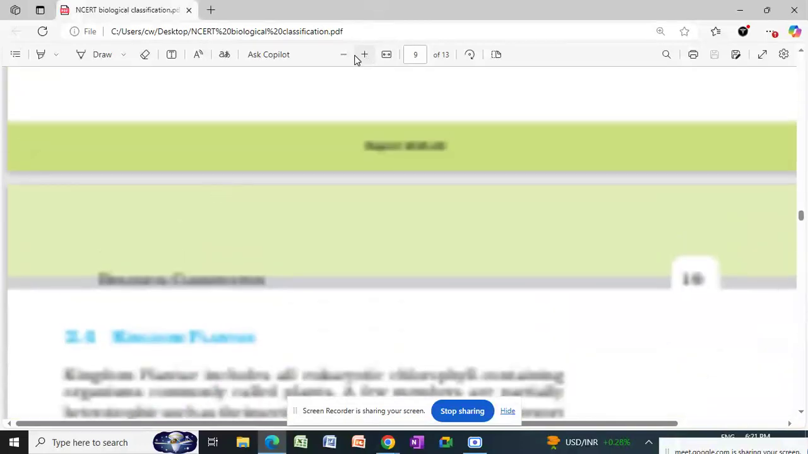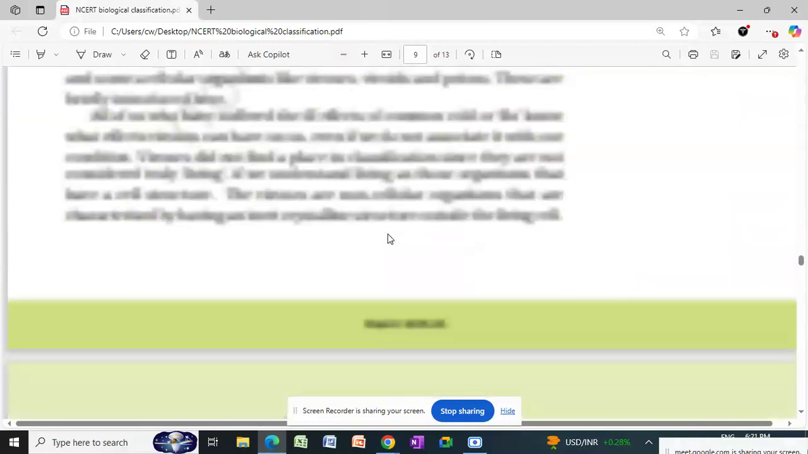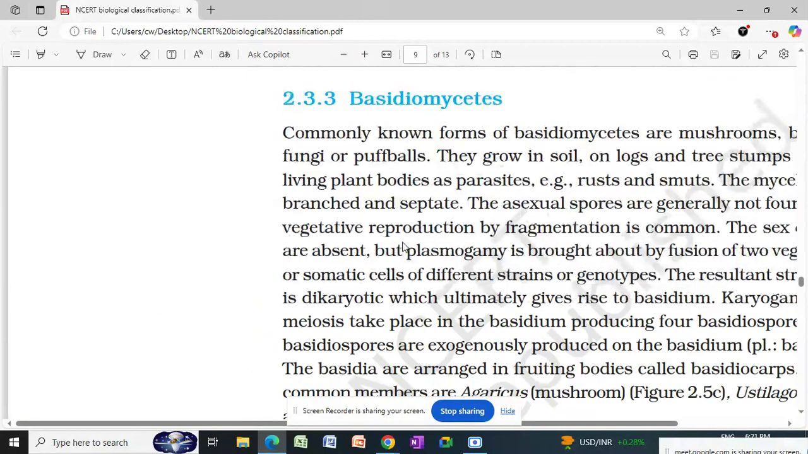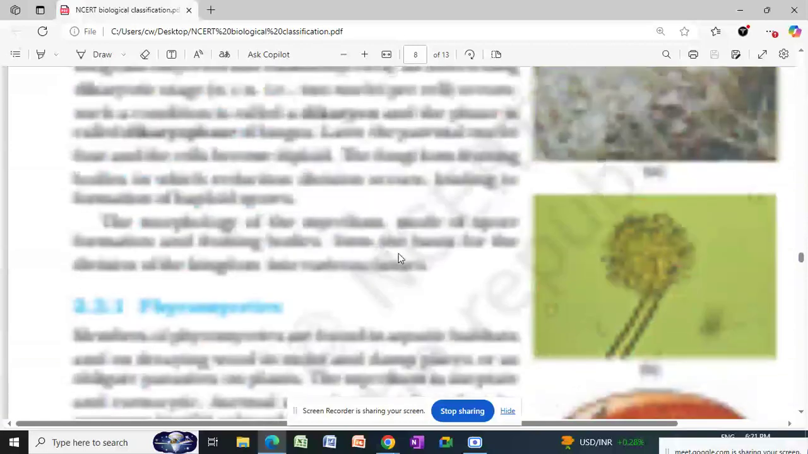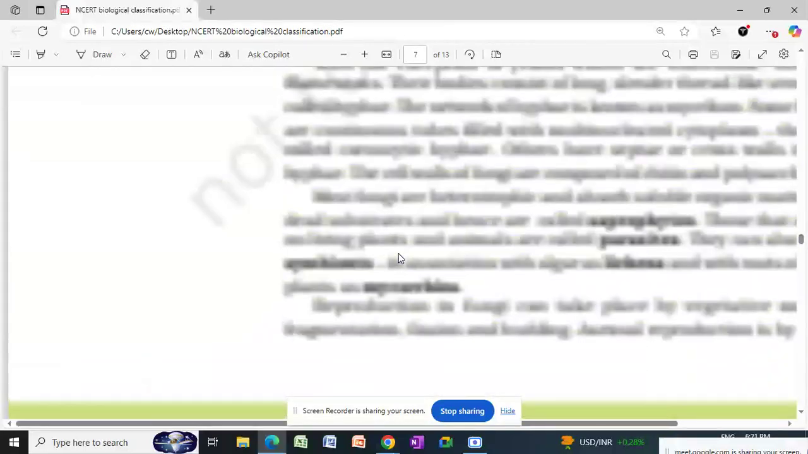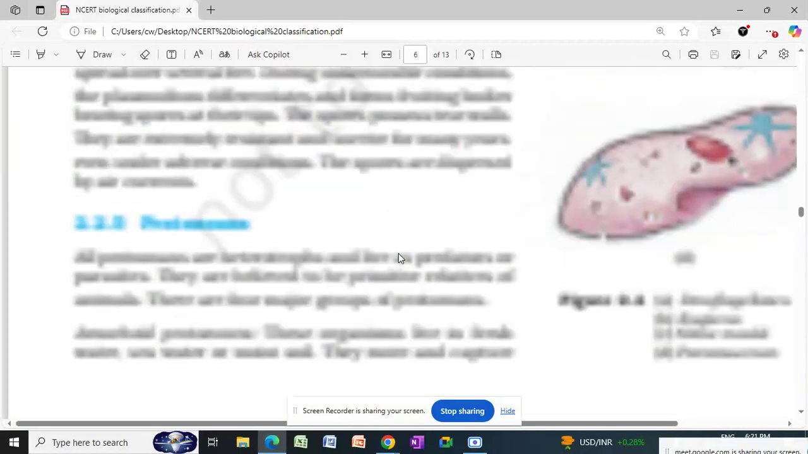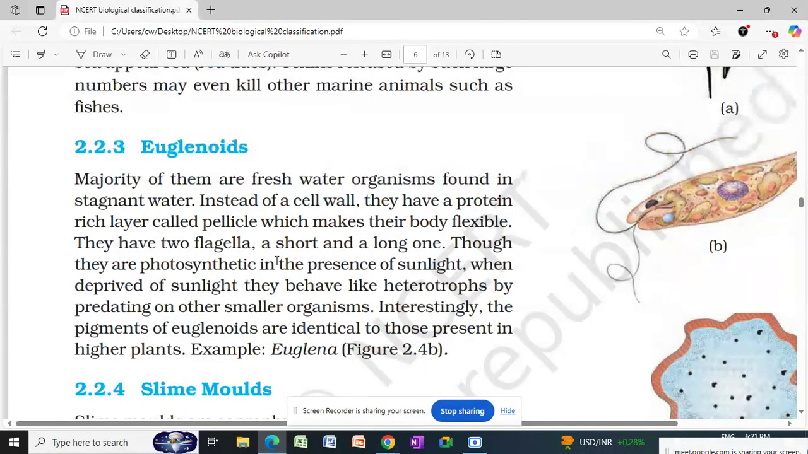From which topic do we have to start? From euglenoids. So we will study the general features of the euglenoids here. After that we will study slime molds, and after slime molds we will study protozoans.